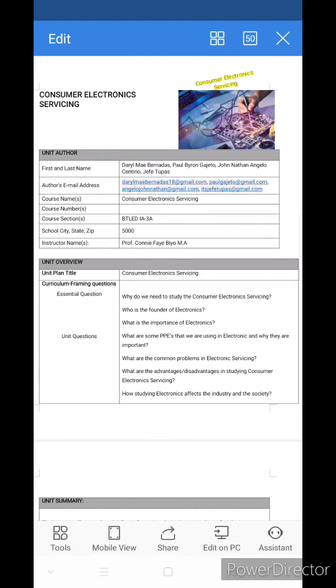So, good day everyone. This is the title of our unit plan, Consumer Electronics Servicing. For the unit authors, Daryl May Bernadas, Paul Byron Gajeto, John Nathan Angelo Centino, and Jeffrey Tupas. Their Gmail addresses are also stated there. For the course name, Consumer Electronics Servicing.